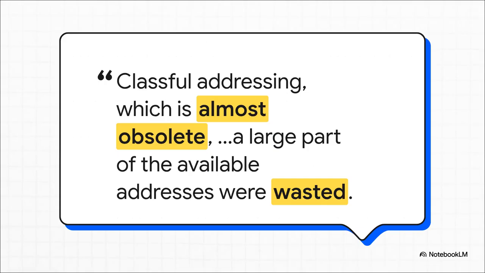And to make things even worse, the way they handed out these addresses in the early days was, well, it was incredibly inefficient. They'd give these huge blocks of millions of addresses to a single company or university that would never, ever use them all. This classful system meant that a huge chunk of the address space was just wasted, which made the shortage happen even faster. The internet needed a clever workaround, and it needed one fast.